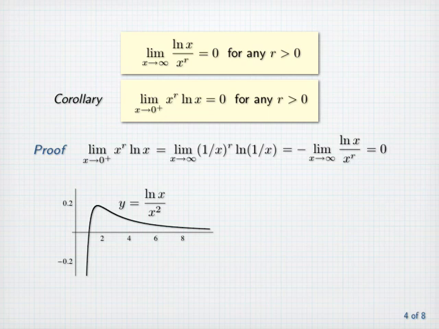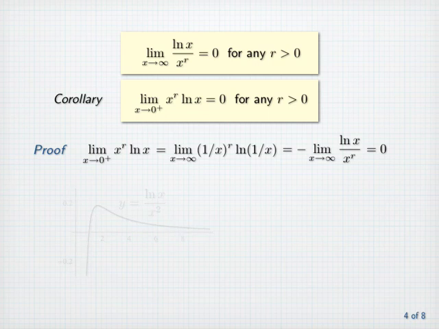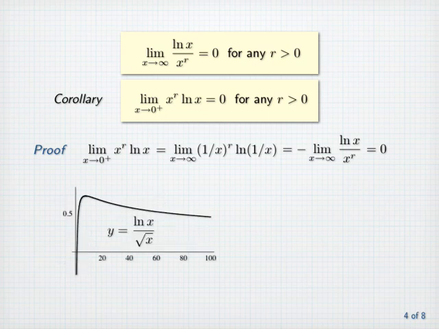Here's the graph of y equals natural log of x divided by x squared. Notice that the x-axis is a horizontal asymptote, since the function approaches 0 as x goes to infinity. Now, here's the graph of y equals the natural log of x divided by the square root of x. This function also approaches 0 as x goes to infinity, but much, much slower.